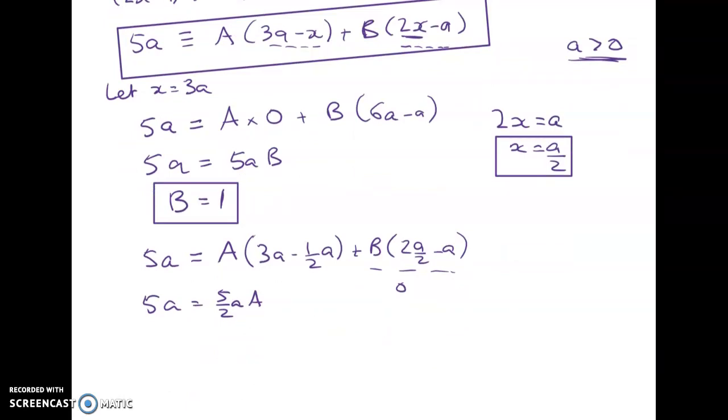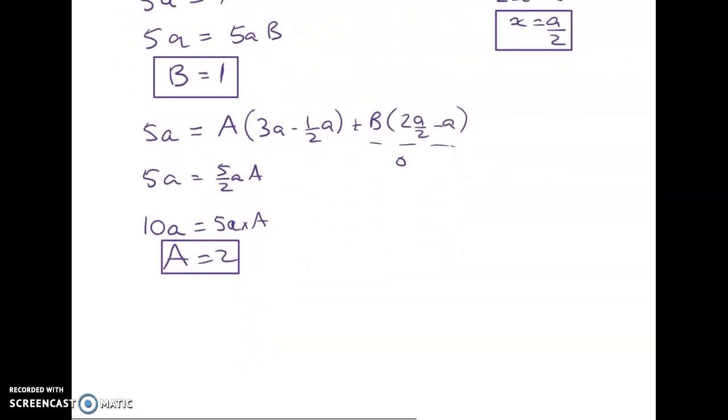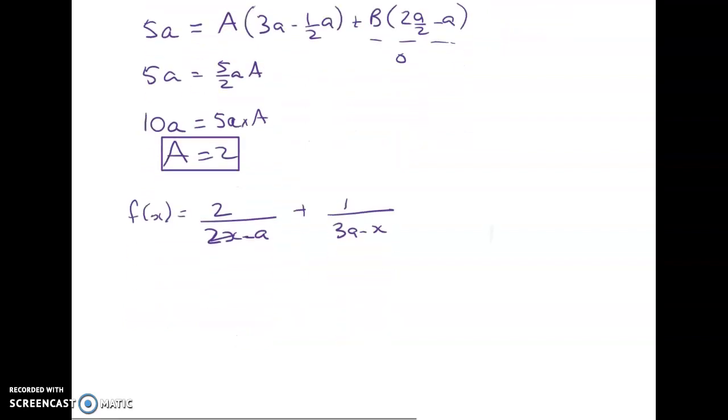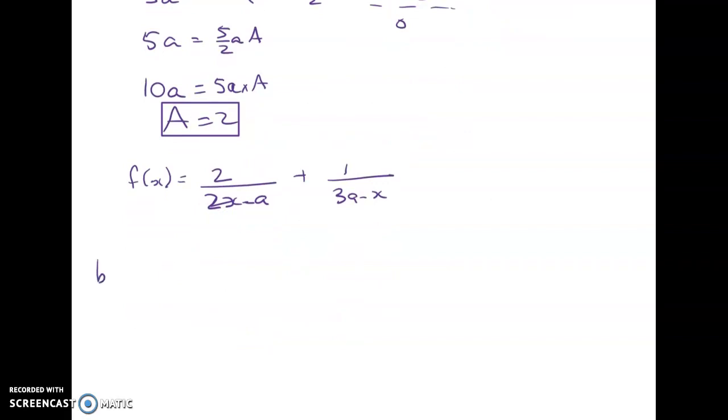Some of you will see that straight away, but the chances that you muck it up if you go too fast are quite high. So let's just go 10a is equal to 5a times A. So big A must equal 2. And that means that the function can be written as this. So f of x is equal to 2 over (2x minus a) plus 1 over (3a minus x). And that's what we need to integrate in part B.